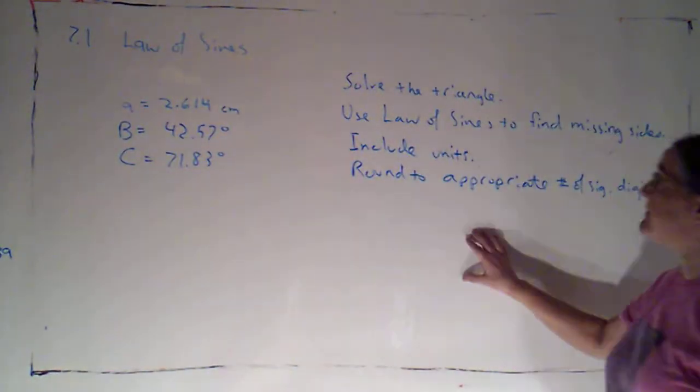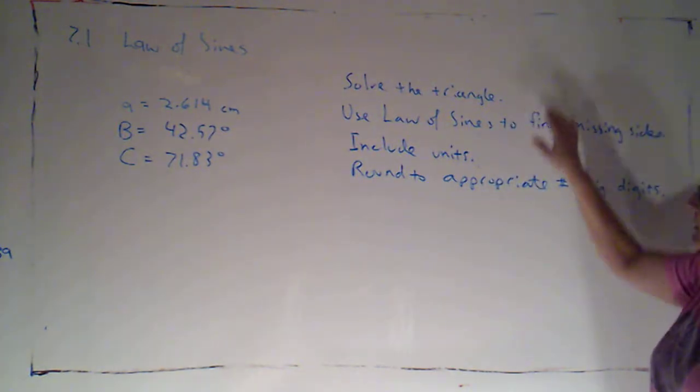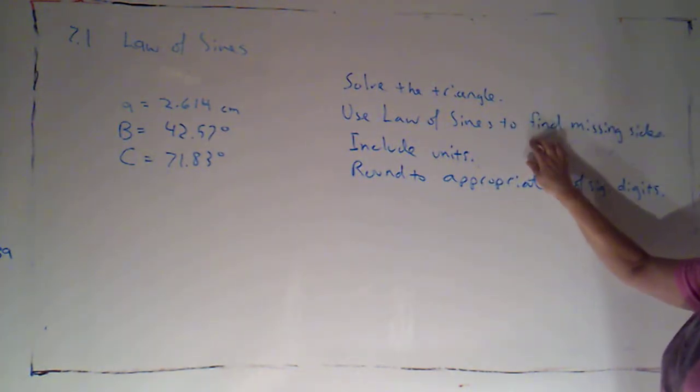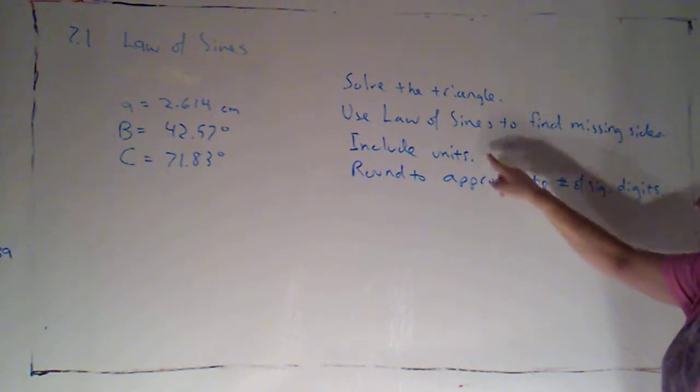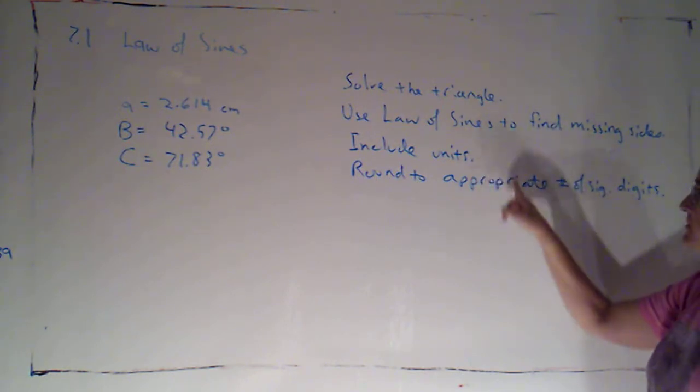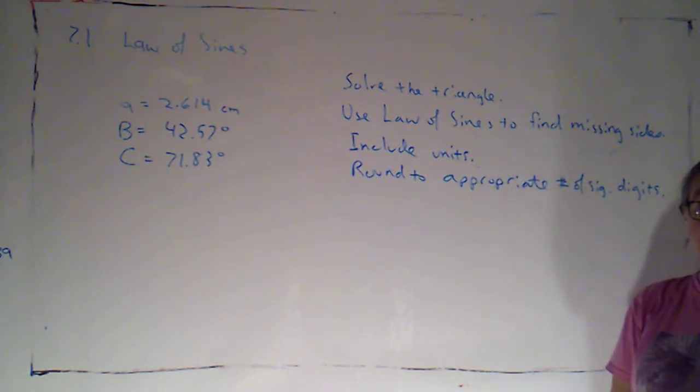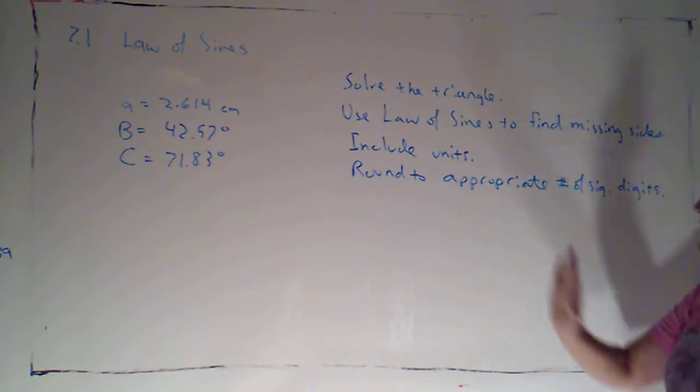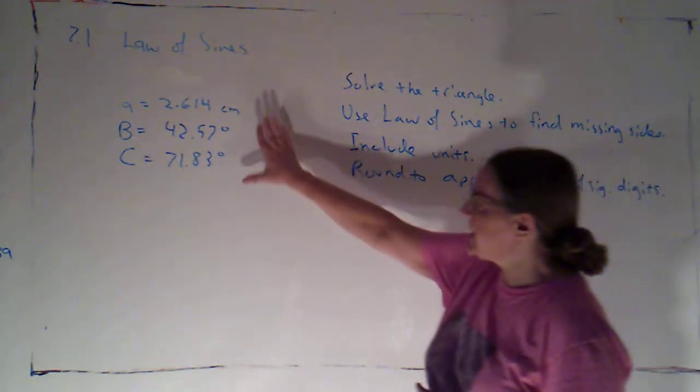Alright, I've got another problem up on the board. Directions are the same as last time. We want to solve the triangle. I'm telling you that we're going to use the law of sines to find the missing sides. We're going to make sure to include the units in our answers and round to the appropriate number of significant digits. The one thing that's different here is I gave you some information.